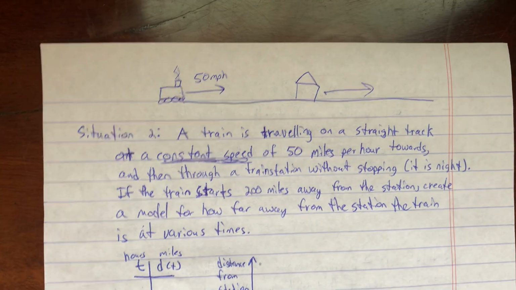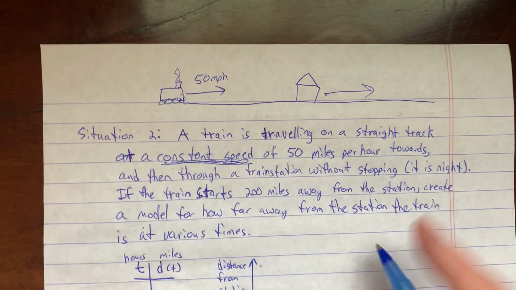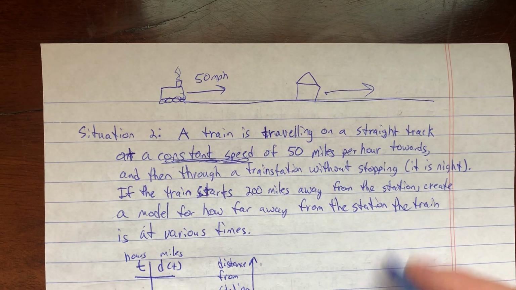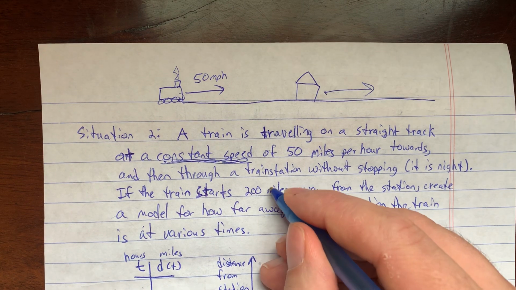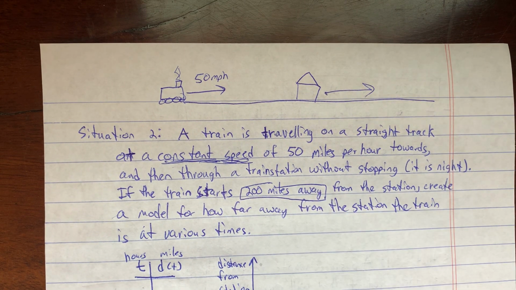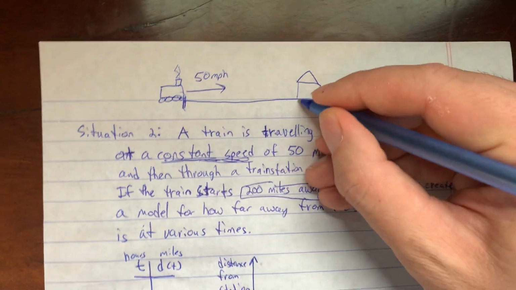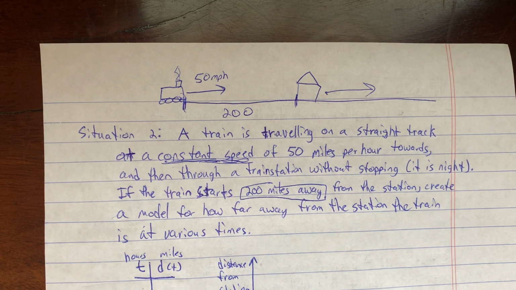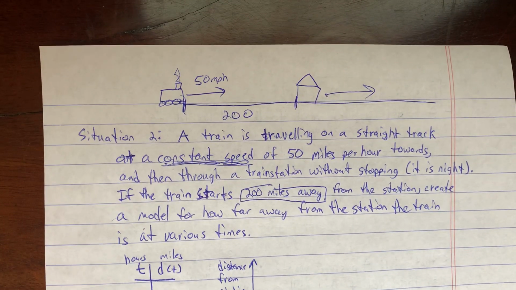It keeps going. Okay, and I want to know how far away from the train station the train is at various times. It tells me it starts 200 miles away, okay? So I know that this distance is 200 miles. I can add to that. And I want to know how far away is this train at various times.